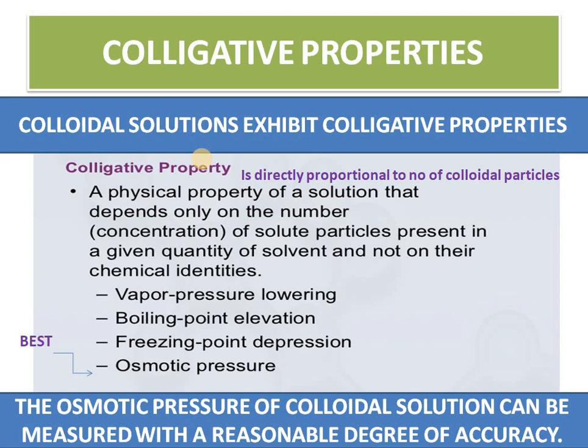Out of these colligative properties, the value of the colligative property will be very meager in the case of the first three. But if you want to find the osmotic pressure, that will give you an appropriate value, so that you can draw conclusions in regard to colligative property. For example, if you want to calculate the molecular mass of the dispersed phase, we can calculate it by using osmotic pressure. That's why we say it is the best colligative property for calculating molecular weight.